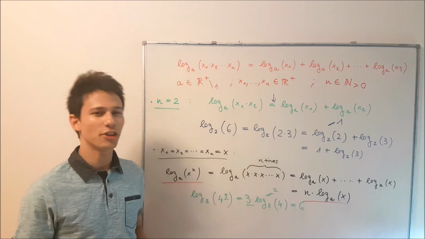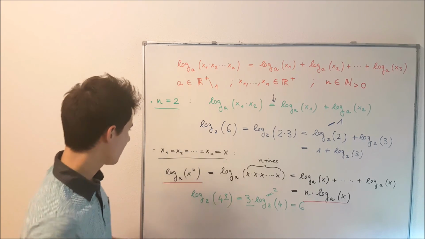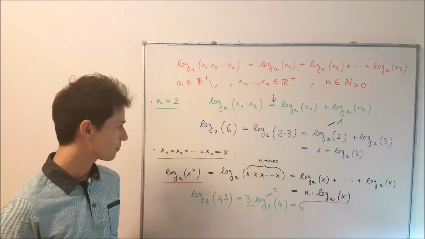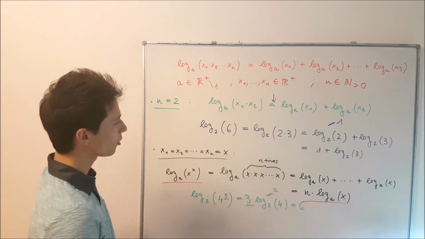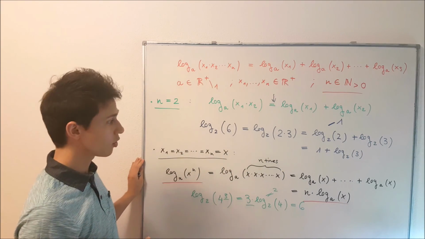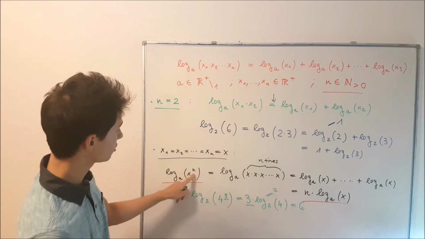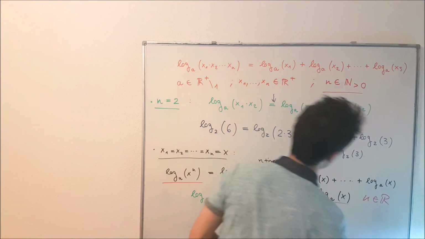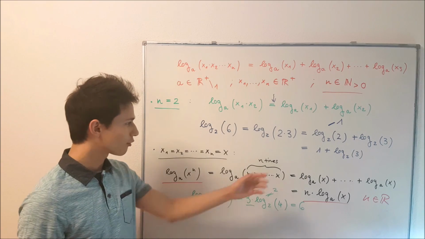In one of my next videos, I'm going to show you that this rule right here is actually called the power rule, and it doesn't only hold for n being an integer value which is greater than 0, but in fact it holds for all n being any real value. So you can look forward to that.